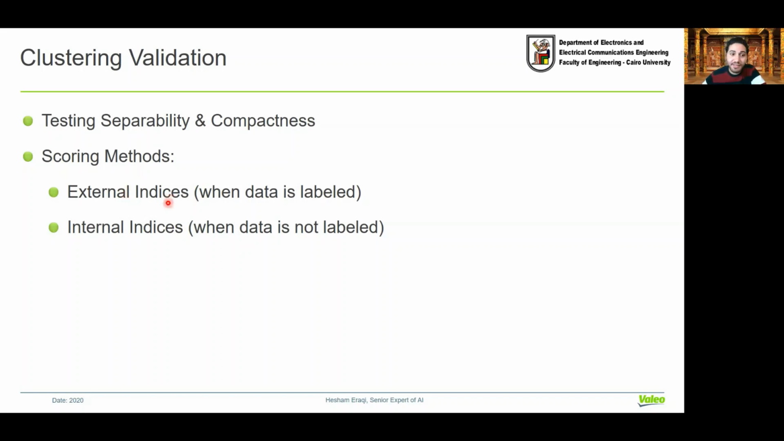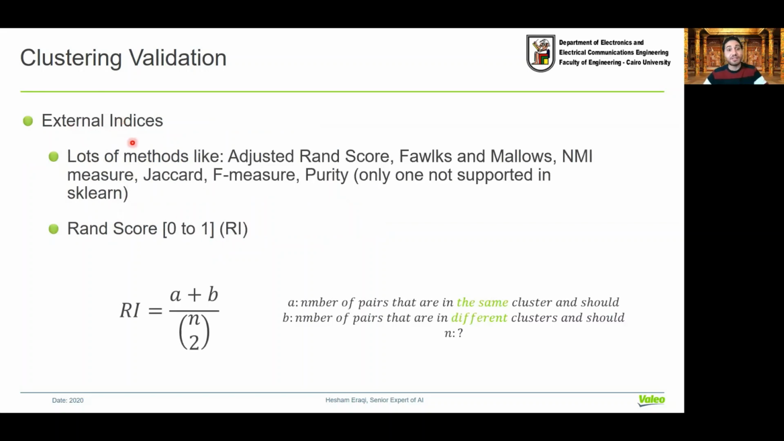There are two scoring methods that we are going to study: the external indices and the internal indices. We use the external indices when the data is labeled, when we have a ground truth that we can compare the outcome of the clustering process against. But in the majority of cases we use unsupervised learning because we don't have labels. So if we don't have labels and we want to judge the accuracy of clustering, we should rely on internal indices. There are several examples of external indices that you can use to do clustering validation, like adjusted random score, NMI measure, Jaccard, many things. Most of them are implemented in the Scikit-Learn library.